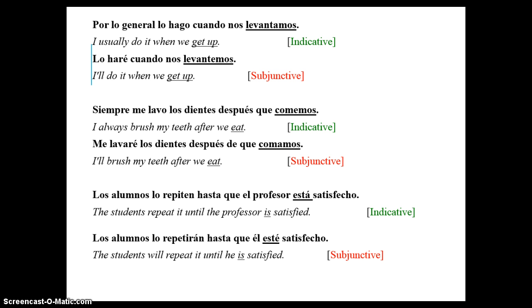And the last example, los alumnos lo repiten hasta que el profesor está satisfecho. The students will repeat it until the professor is satisfied. Los alumnos lo repetirán hasta que él esté satisfecho. The students will repeat it until he is satisfied. That one's going to be subjunctive because they haven't repeated it yet. So what you'll notice is that in all of the cases where we use the subjunctive, we've used some sort of future in the first clause before the conjunction. That indicates that we need to use subjunctive in the second clause because it's something that hasn't happened yet.